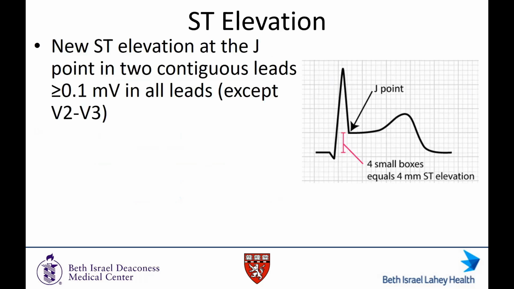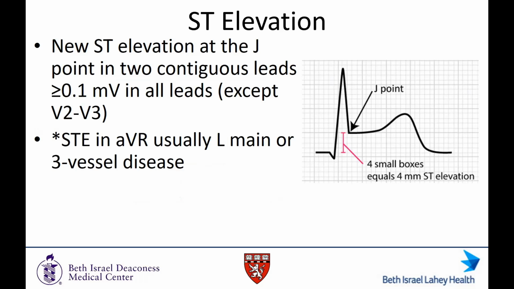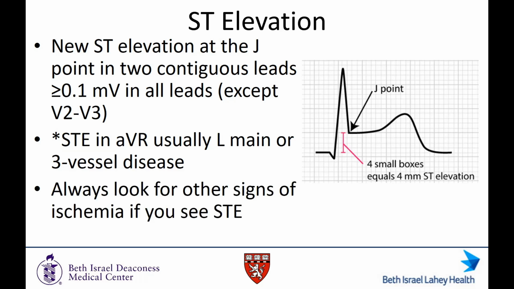And just to define, usually when we see ST elevations with infarcts, we want to see them in 2 contiguous leads in terms of territory. With V2, V3, we typically have a little bit higher of a threshold. It's not just one small box or 0.1 millivolts, but we won't get into too much detail. And then just to mention, if you see an ST elevation in AVR, that's pretty concerning because that can mean you have a left main stenosis or even triple vessel disease. If you see any ST elevations, always look for other signs of ischemia elsewhere on the EKG.